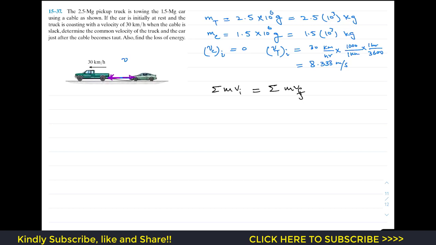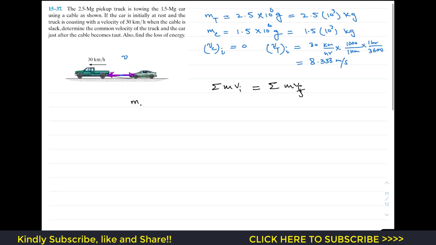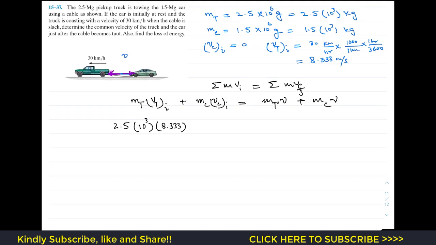That is the final momentum, right? So now we can write that the initial momentum is the mass of the truck into the initial velocity of the truck plus the mass of the car into the initial velocity of the car, and this will be equal to the mass of the truck into the common velocity plus the mass of the car into the common velocity after the cable becomes taut, right? So the mass of the truck is 2.5 into 10 raised to the power 3. The initial velocity of the truck in meter per second is 8.333, plus the mass of the car is 1.5 into 10 raised to the power 3, and the initial velocity of the car is 0, so this term becomes 0.